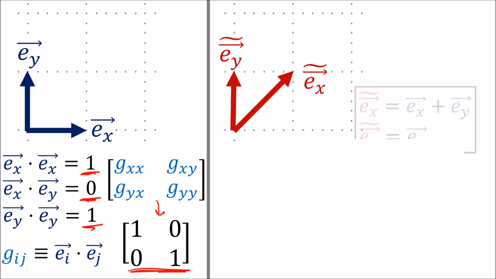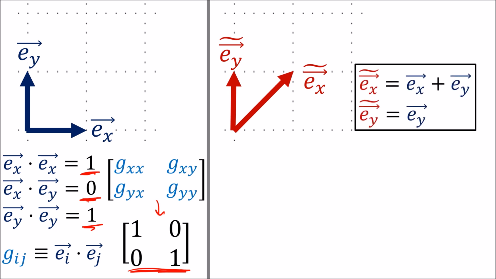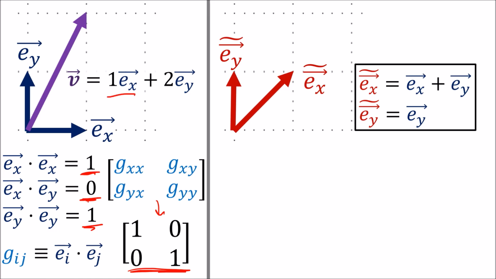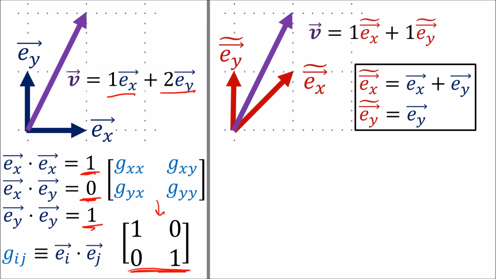Now, let's create a new basis where ex tilde equals ex plus ey, and ey tilde is just ey. This basis looks weird because it's not orthogonal, but it still works perfectly fine. For example, in the first basis, this vector v equals 1 ex plus 2 ey. And in our new basis, v equals 1 ex tilde plus 1 ey tilde. We can still express vectors perfectly fine in this basis.